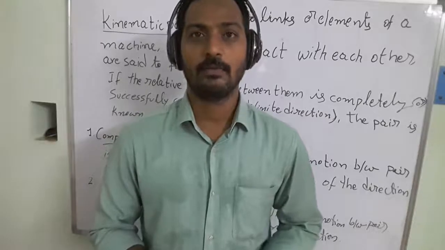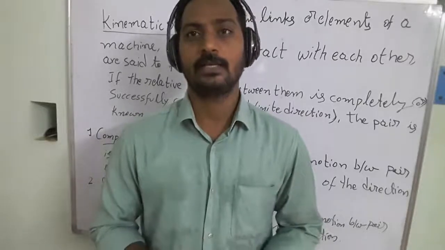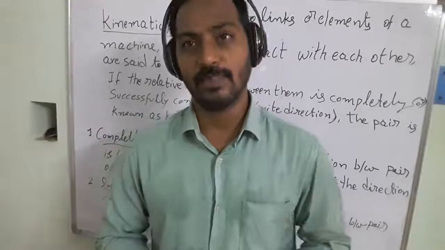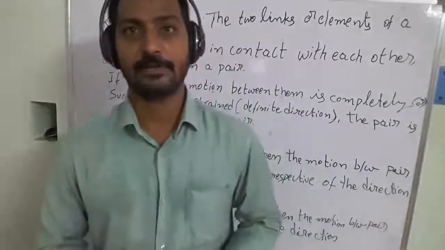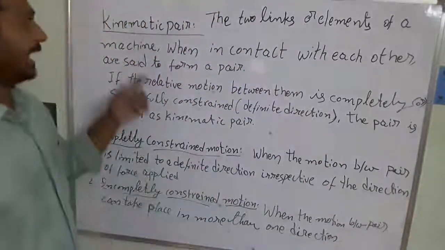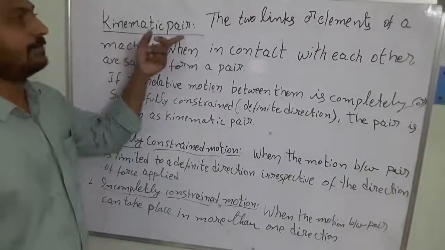So in the last class, we got a definition of kinematic link, either a rigid body or maybe a resistance body. When they are connected with other links, they must maintain a relative motion between them. Then we can say that is a kinematic link. So here, the kinematic pair. What is the kinematic pair?